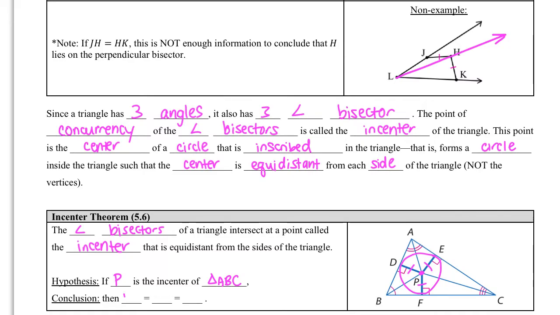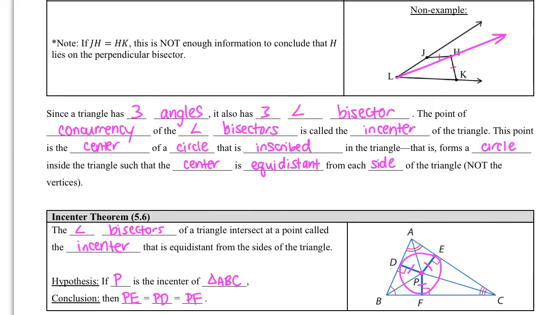So I can say that PE is equal to PD is equal to PF. It really doesn't matter what order you put them in. But F, D, and E are all on the sides of the triangle, and from the incenter to those points, it's perpendicular to the sides. That's why it's considered the distance, and they're all the same because that's going to be the radius of my circle. So you must know that.